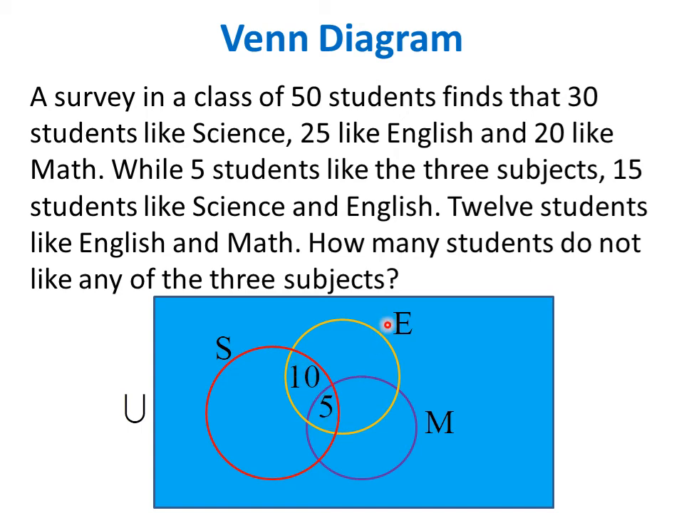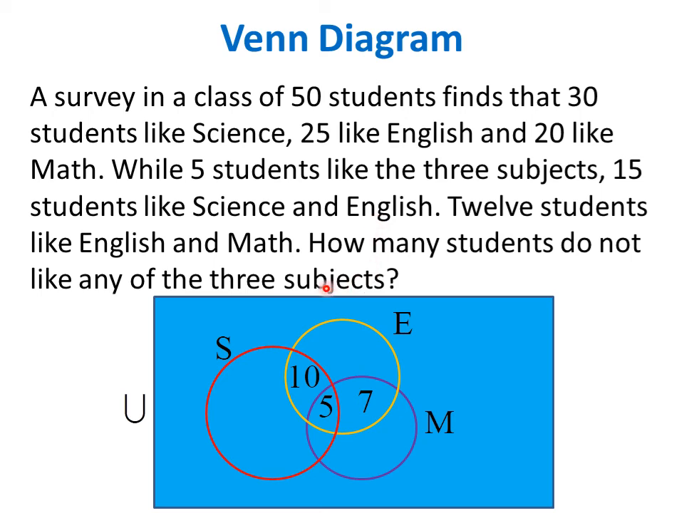Next, how about the intersection of English and math? Do we have that? Yes. 12 students like English and math. So in this intersection of the purple circle and the yellow circle, we have to have 12 students. But we already have 5 here. So in the remaining portion of the intersection, we have to have 7. Okay, next. How about the intersection of math and science? Do we have any statement about that?